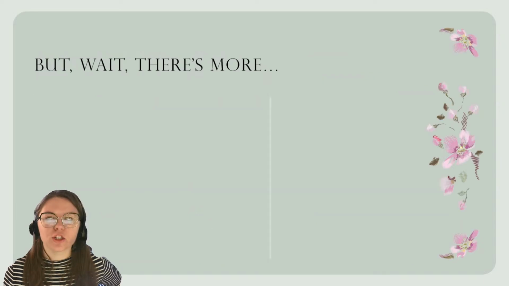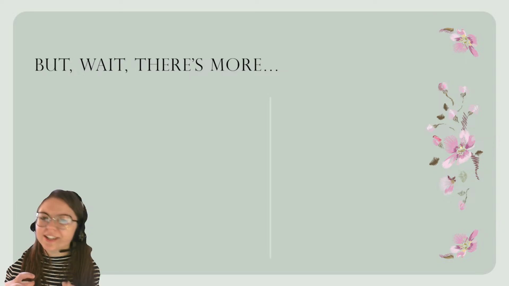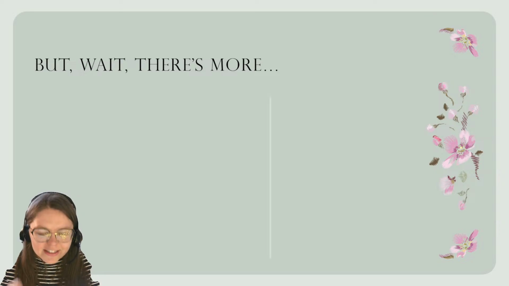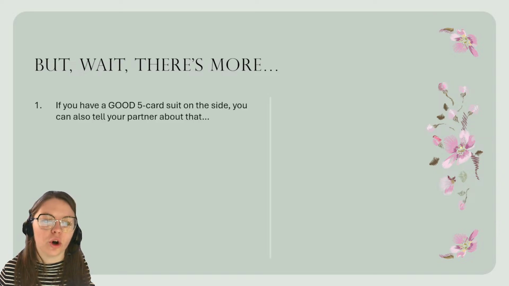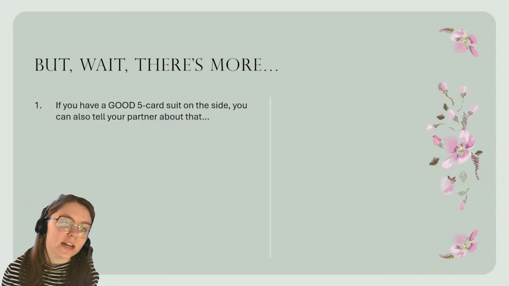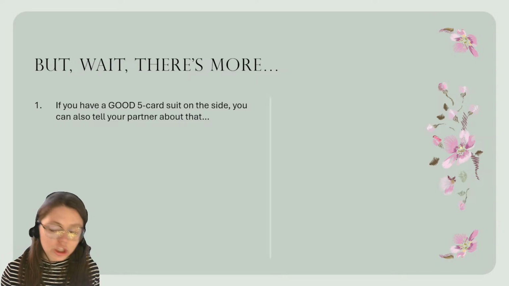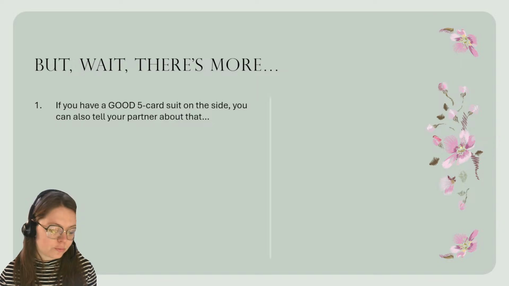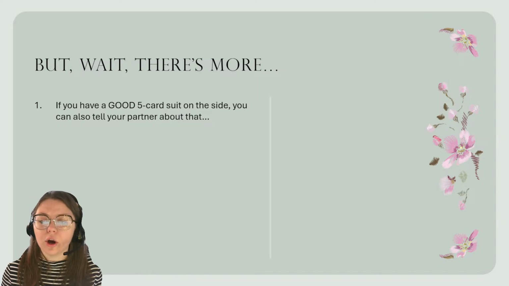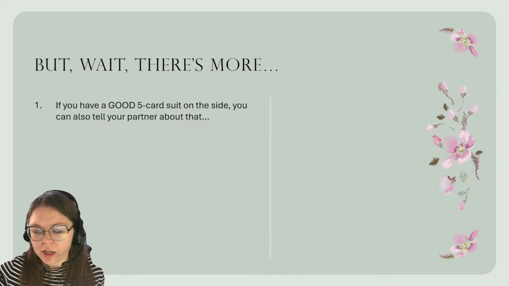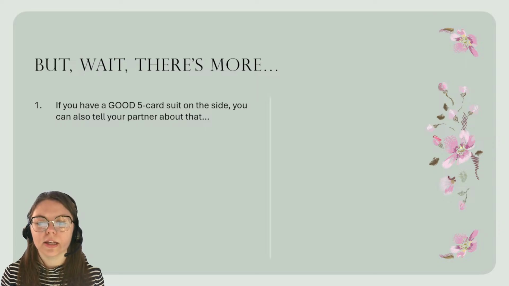But wait, there's more. You aren't just limited to showing a singleton or a void in one of the side suits. Instead, you also have opportunities to show if you have a good 5-card suit on the side. So this is an emphasis on the good aspect of this. You want your partner to be able to evaluate whether this is some good trick-taking potential. You don't want to just do it on Jack 5th just because you have Jack 5th, because your partner doesn't know how to evaluate that. And if you're going to take up an entire level of bidding, so you skip the 3 level, we're going to be doing this at the 4 level.